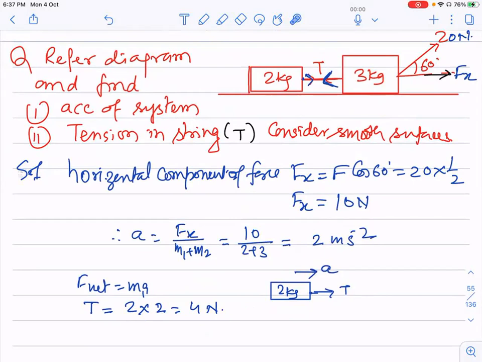Now if blocks are interchanged, 3 kg this side, 2 kg this side, then acceleration will remain unchanged, total mass remains unchanged, but tension will change. Now 3 kg block, यहाँ पे 3 आ जाएगा. T will be 3 into 2, that will be 6. Now tension will be more because it has to pull the bigger block. 3 kg block खींचने के लिए ज़्यादा tension होगा. If we interchange the blocks, acceleration will remain same, but tension will go up.